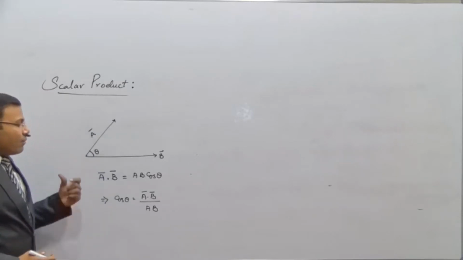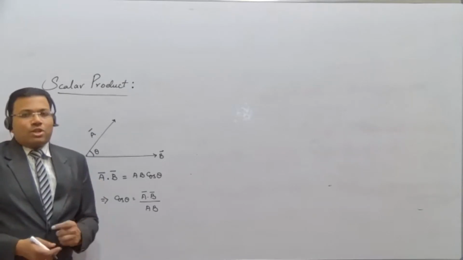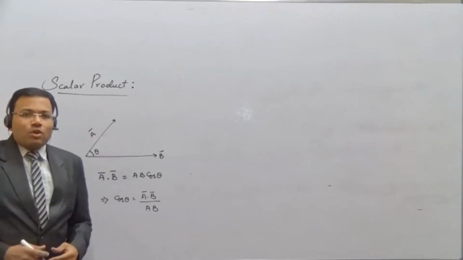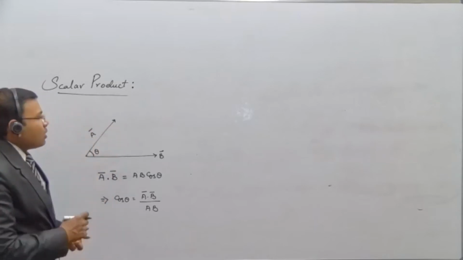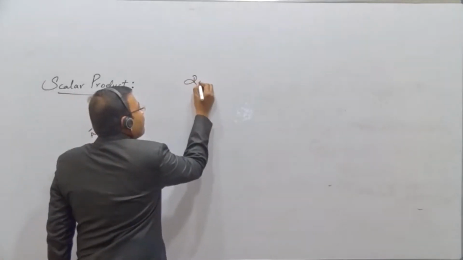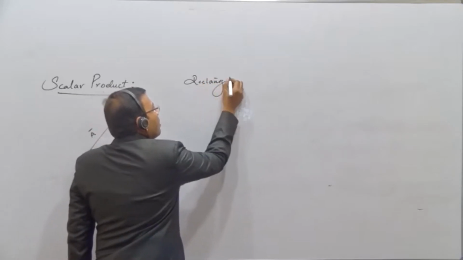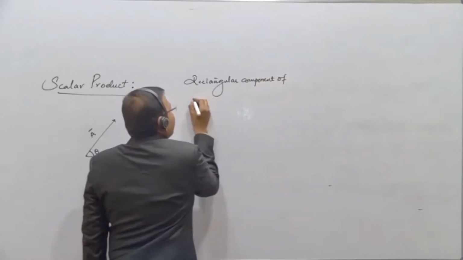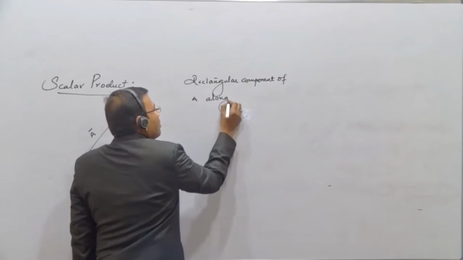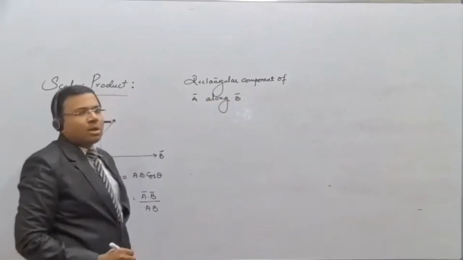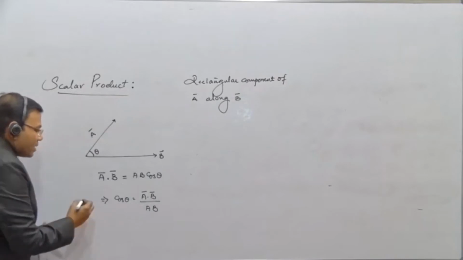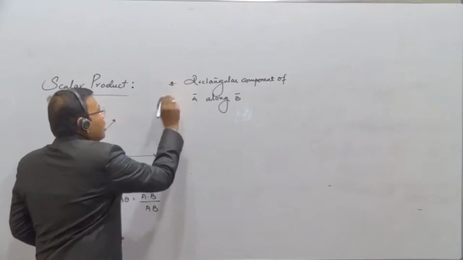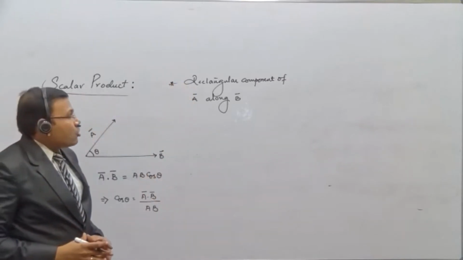Now one more very important thing: the component of A along B, that is, the rectangular component of A along B, that is A bar along B bar. How to calculate the rectangular component? The first type of question you can expect is this, the second is this, and the third one I am also giving you, that is the rectangular component of vector A along vector B.